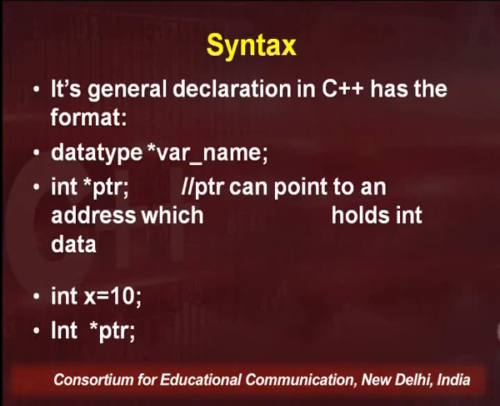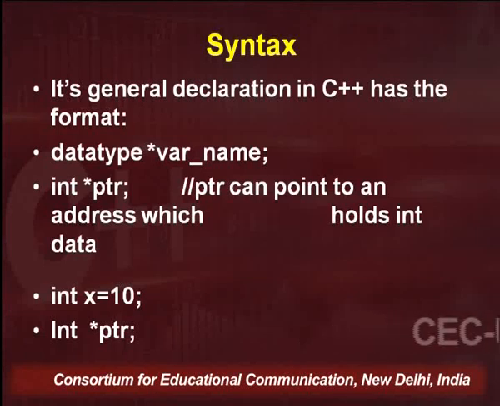Now, for example, I have declared x as a character, like char x equals some character. Then the pointer variable which is going to hold the address of x will be of char type. So the data type of the pointer variable will be the same as that of the variable whose address this pointer is going to hold. That is the simple idea.